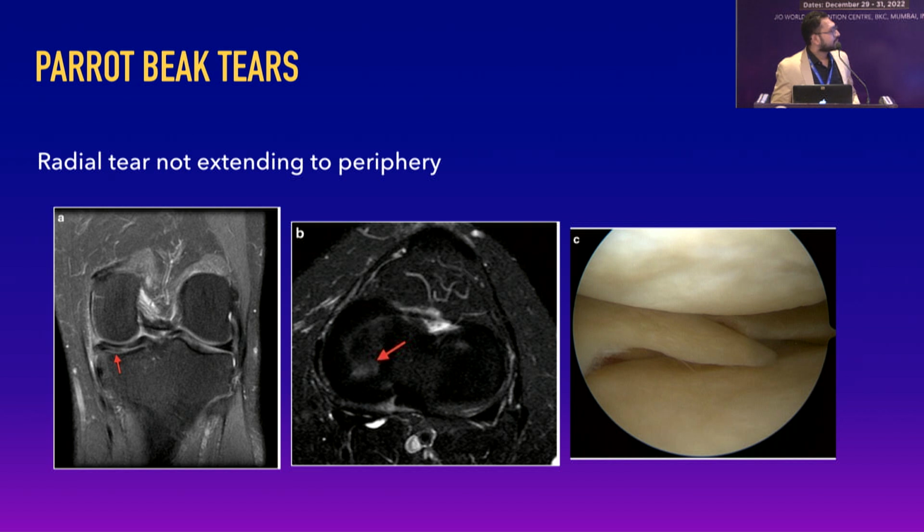Then comes the parrot beak tears. Parrot beak tears are nothing but the radial tears which are not extending into the periphery. You can see this is just like a parrot beak.